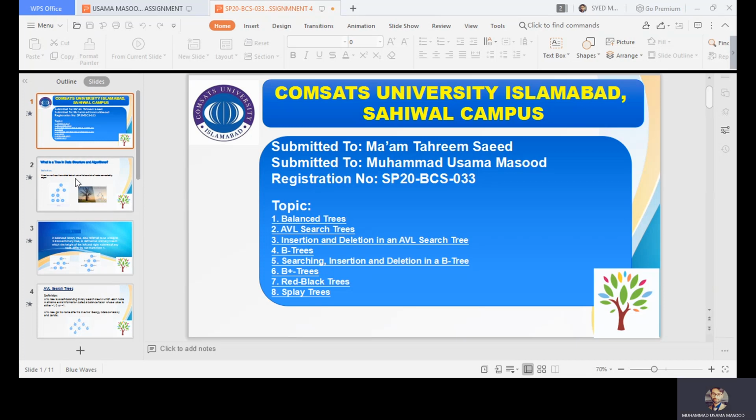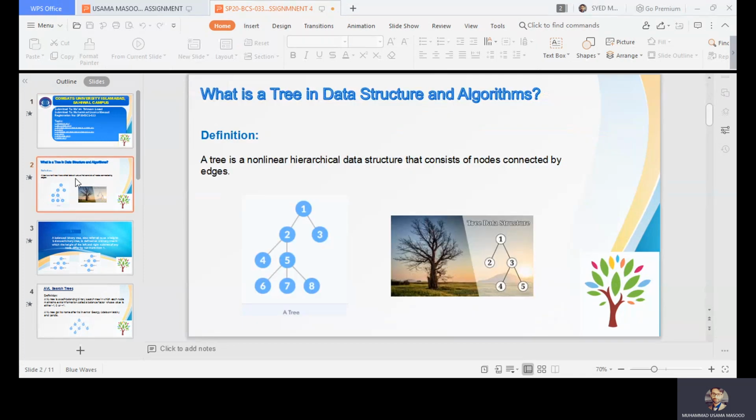While starting the topic of trees, we must know what a tree is in data structures and algorithms. So here is a simple short definition: a tree is a non-linear hierarchical data structure that consists of nodes connected by edges. Here we are seeing the definition of a tree.